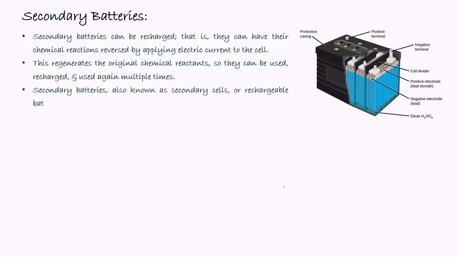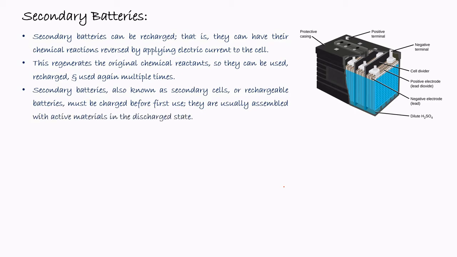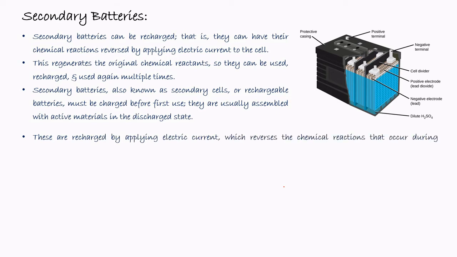The secondary batteries, also known as secondary cells or rechargeable batteries, must be charged before the first use. They are usually assembled with the active materials in the discharged state. These are recharged by applying the electrical current, which reverses the chemical reaction that occurs during the discharge or use of the secondary batteries. The devices to supply the appropriate current are called the charger. That means this battery should have some charger which is used to recharge the battery.